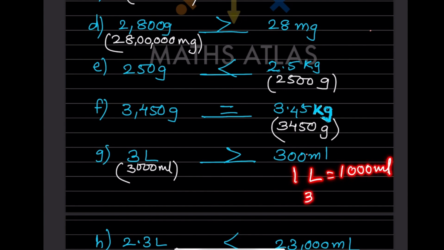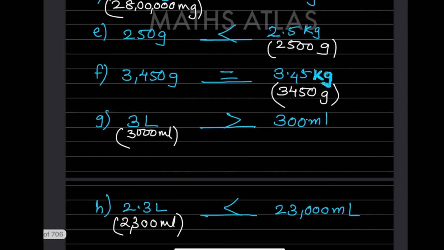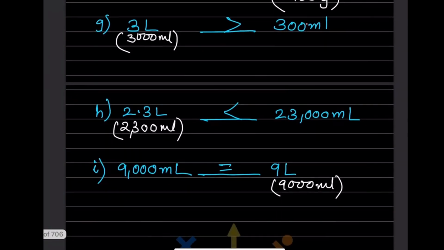So now what is that? 3 liters will be 3000 milliliter. Very easy. So now this is 3000 and this is 300. Of course, this will be the bigger number. Okay, hope you got it. So now let us go for the next one.